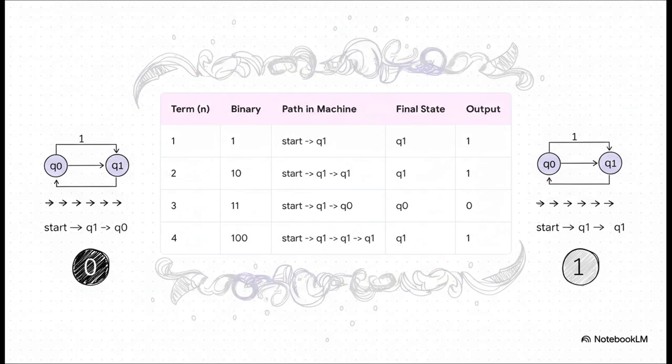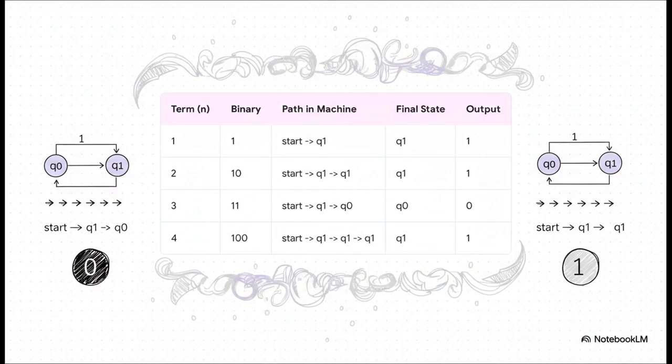Okay, let's watch this machine do its thing. Let's find the 3rd term, so n equals 3. In binary, that's 11. We start at Q0. The first 1 tells us to follow the arrow to Q1. The second 1 tells us to follow the arrow back to Q0. We end in state Q0, and its output is 0. And look at that! It matches our sequence perfectly.